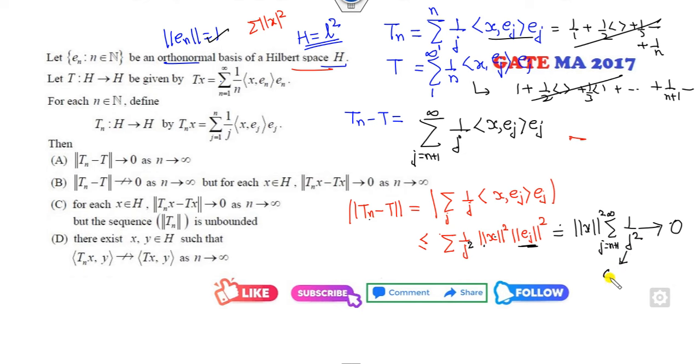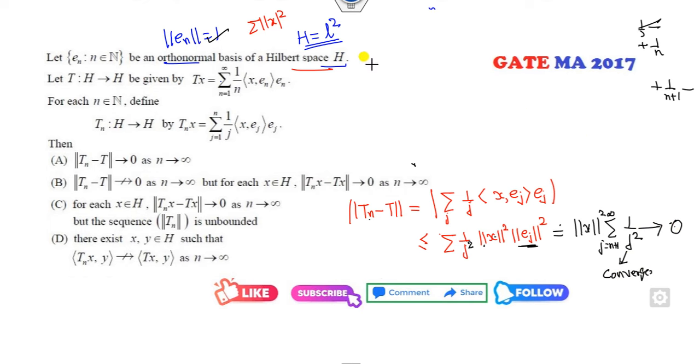So once it's a square, it is my convergent. Once this is convergent, the nth term will go to 0. So if I clear this screen, it means Tn minus t definitely with respect to x will go to 0. Look at that, this is unbounded also, so this will not go to 0 is the wrong answer, and this goes to 0. So the first option is correct, this is wrong.